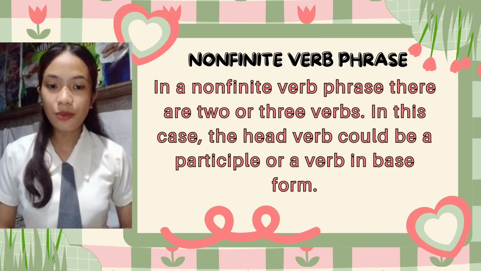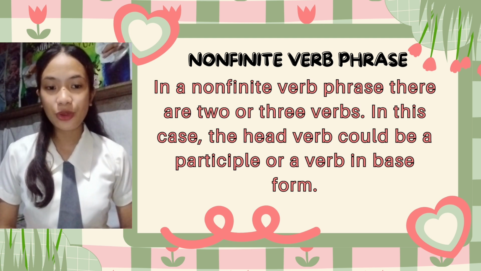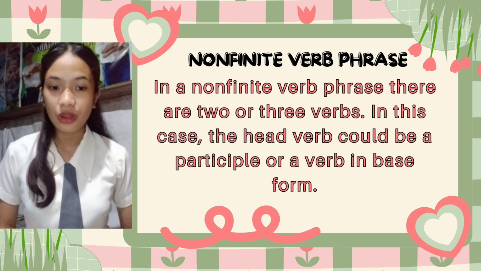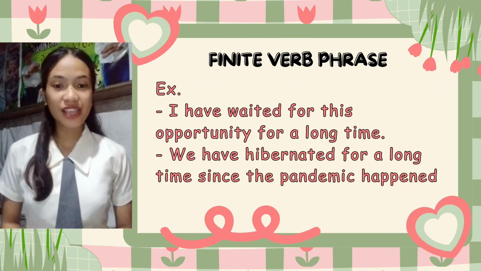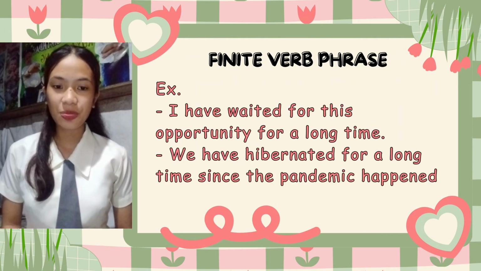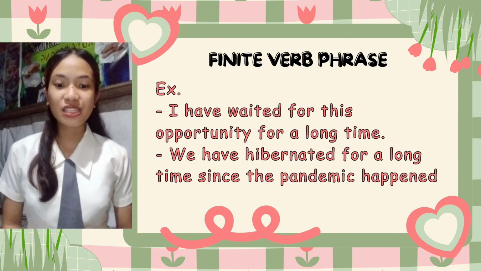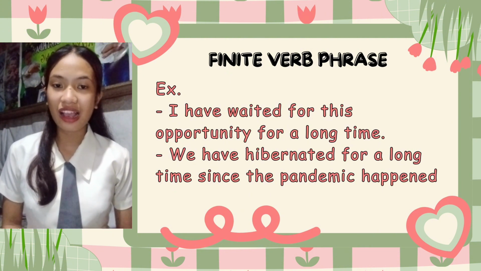In non-finite verb phrase, there are 2 or 3 verbs. In this case, the head verb could be a participle or a verb in base form. For example, I have waited for this opportunity for a long time. The verb phrase have waited includes the auxiliary verb have and the past participle waited, expressing a completed action.